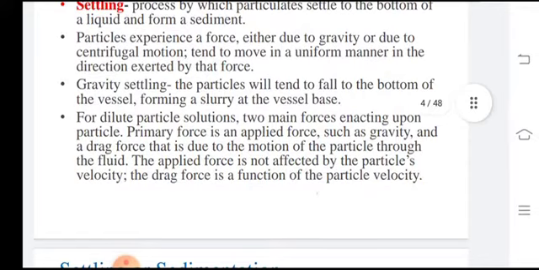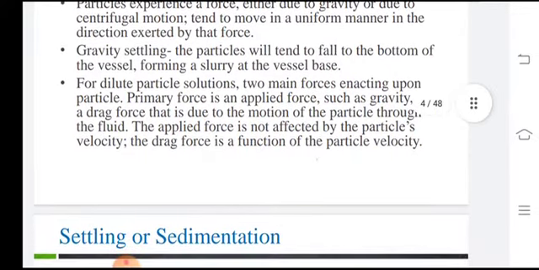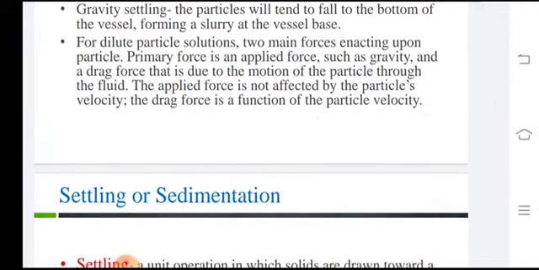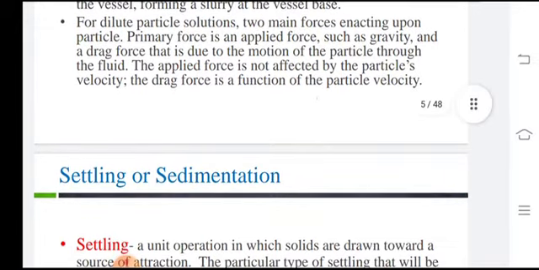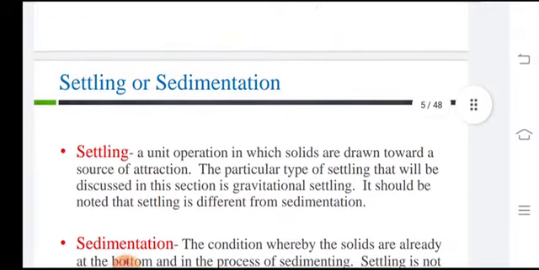So with gravity settling, the particle will tend to fall to the bottom, forming a slurry at the vessel base. For dilute particle solutions, two main forces are acting. First of all is the gravity force, and then there is a drag force, which is due to the motion of the particle through the fluid, and which is actually resisting the movement of the particle towards the bottom. So both these forces will be balancing. We will be talking about it shortly.